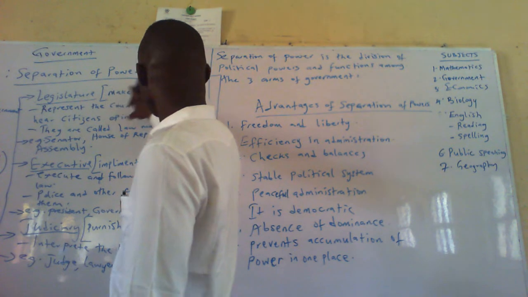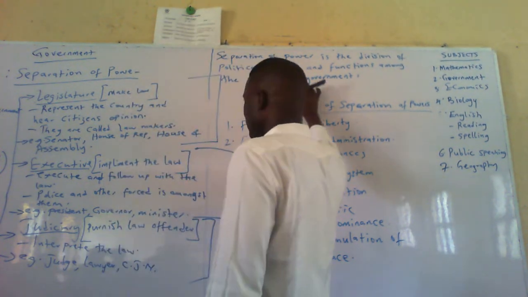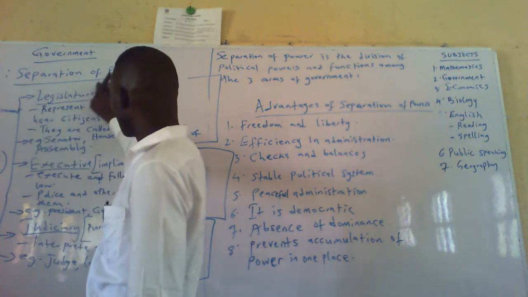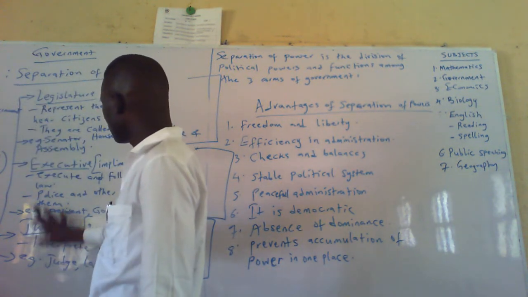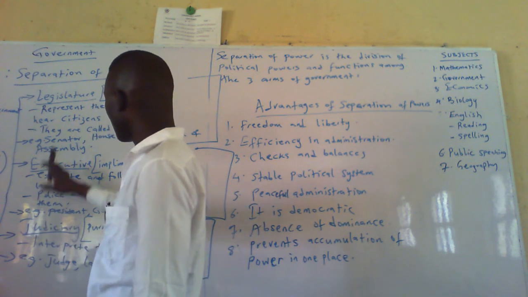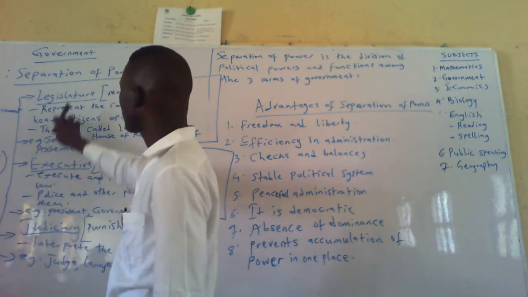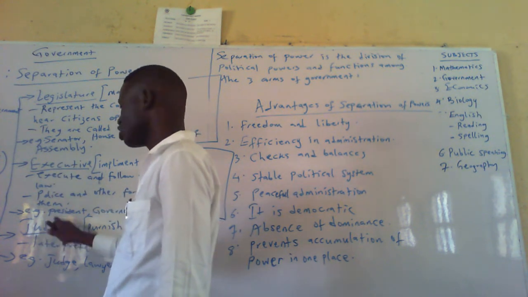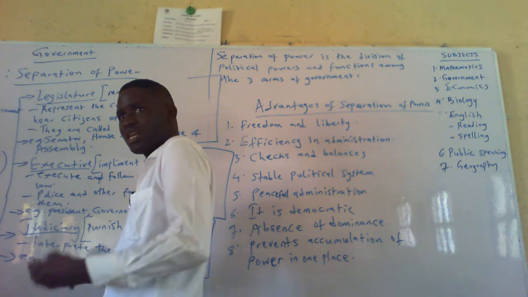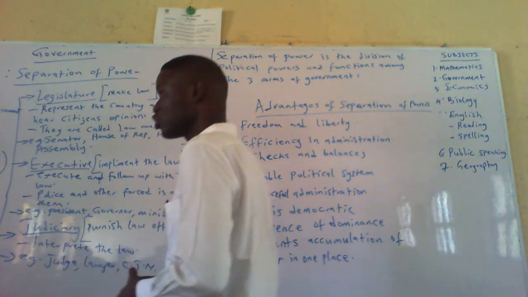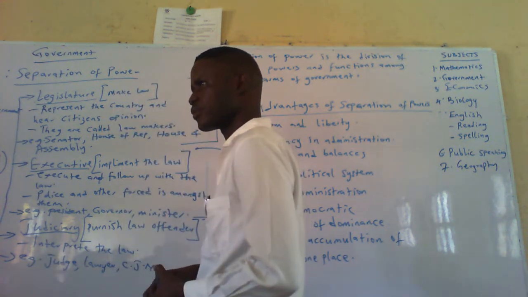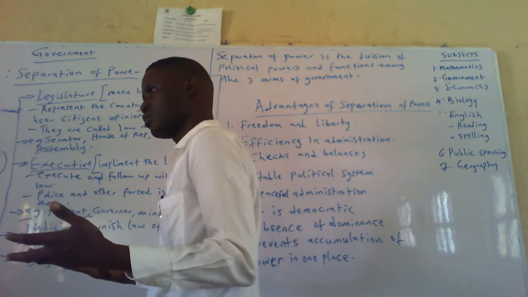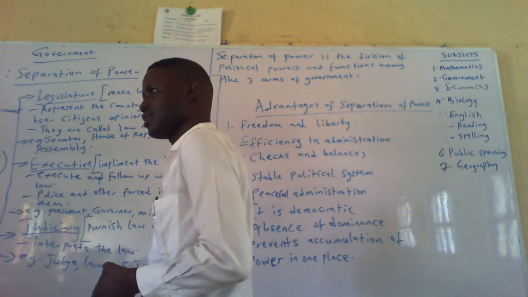Now, as I said, before we talk about what separation of power is and the advantages, we made mention of the three arms of government, what they do, their meaning and their functions. I will give examples of who you can find in the legislature, who you can find in the executive, and who you can find in the judiciary. What's the meaning of implement? Implement is to execute. Implement means you carry out a task, an assignment.